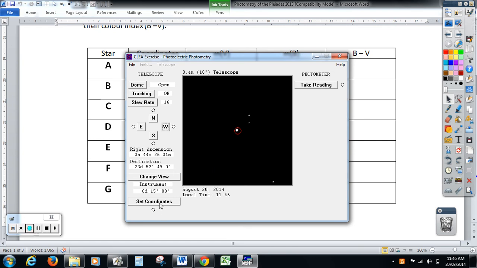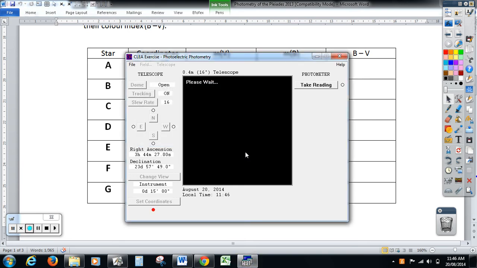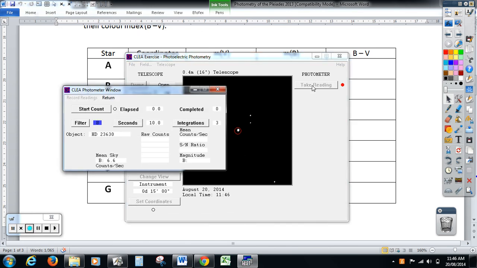And the first coordinate, according to our sheet, is this one here. So I'm going to type it in as 3 hours, 44:27, and the next one is 23:57:49, and we just say OK to that, and it moves straight away to that star there. Right, we can take a reading now.